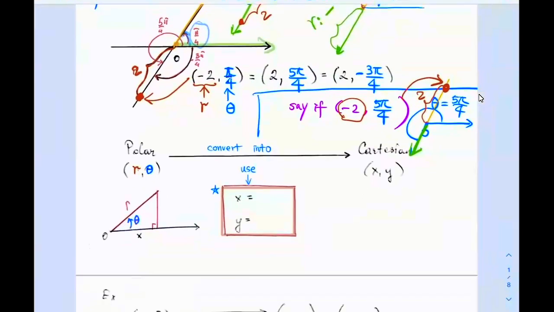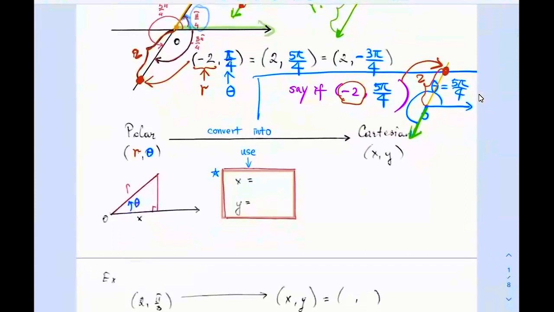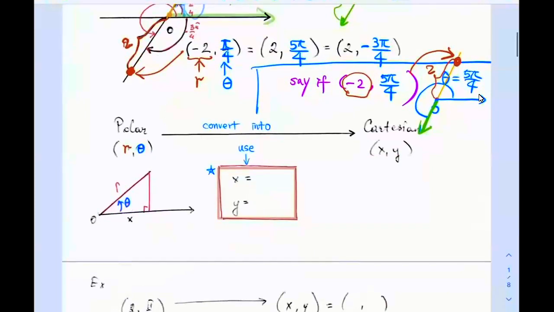Now we're going to convert. Let's convert from polar coordinates to Cartesian coordinates. How do we do this? We start with this. Let's look at this diagram. This is a pole and this is a polar axis, and this is r and this is theta.